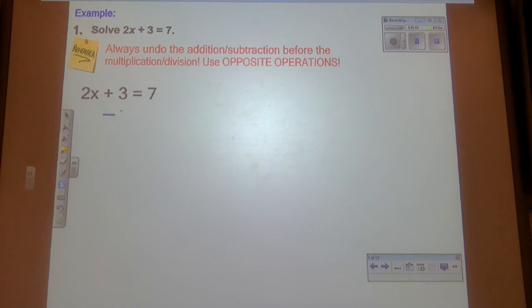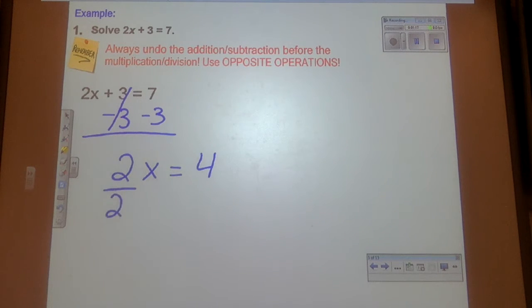So for 2x plus 3, the 3 is added. So we need to subtract it from each side. So we are left with 2x equals 4 because 7 minus 3 is 4. Now since the 2x is multiplying, we have to divide by 2 to get x by itself. 4 divided by 2 is 2, so that is the answer that you are left with.